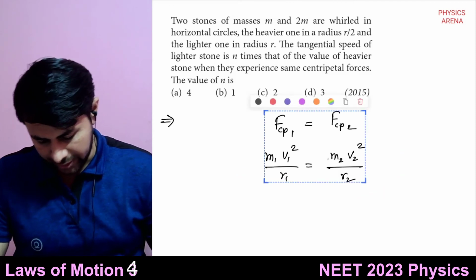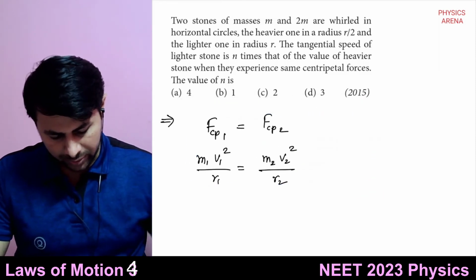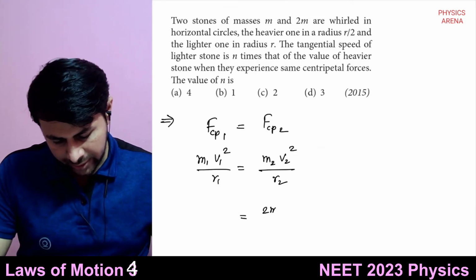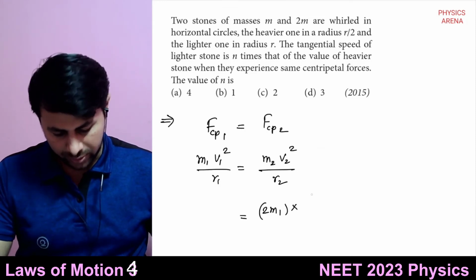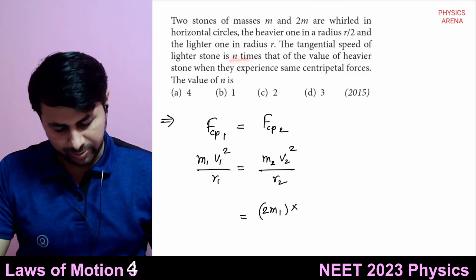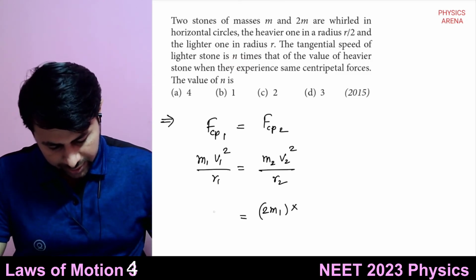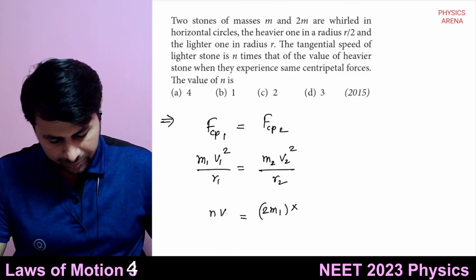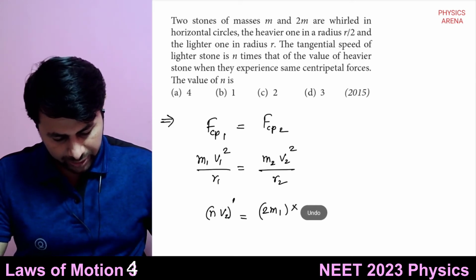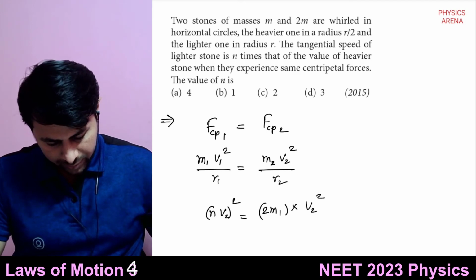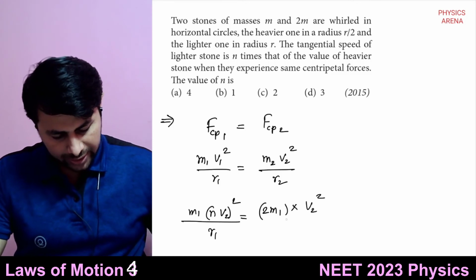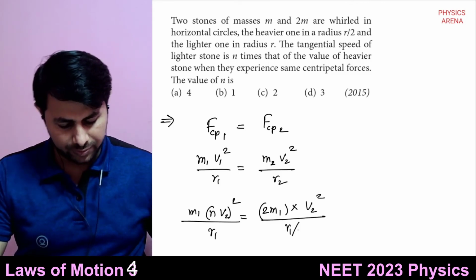Okay, so then now m2 is 2 times m1. The speed of the lighter one is n times the speed of the heavier one, so this is n times v2. We have the square of that. It is v2 square m1 upon r1, and the heavier one has radius r1 by 2.